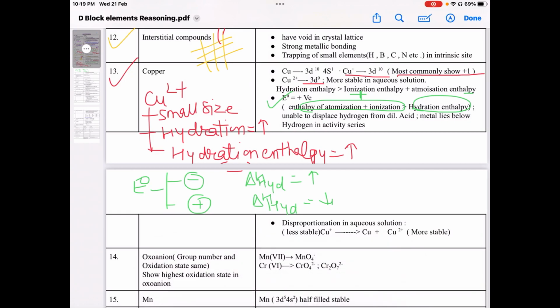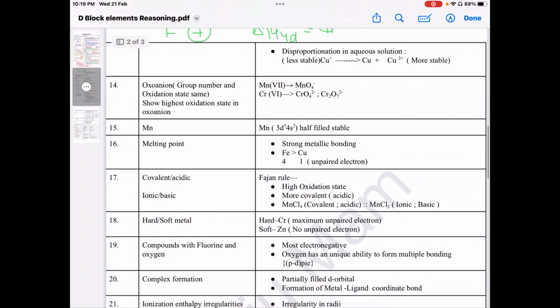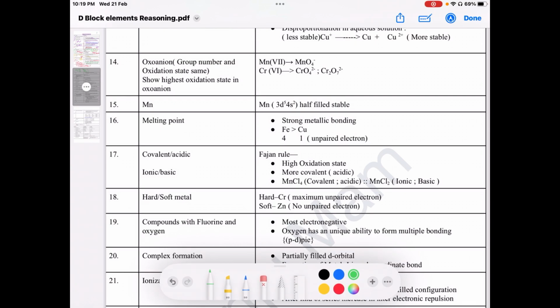Next part, oxo anions. Now the question asked from this part is, give an example of an ion or an element where the group number and the oxidation state are the same. Or the question we frame from this part: give an example of an oxo anion in which the element shows the highest oxidation state.